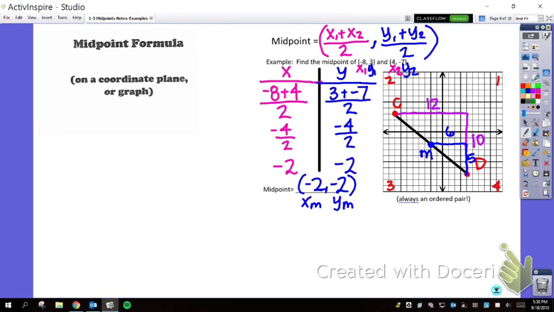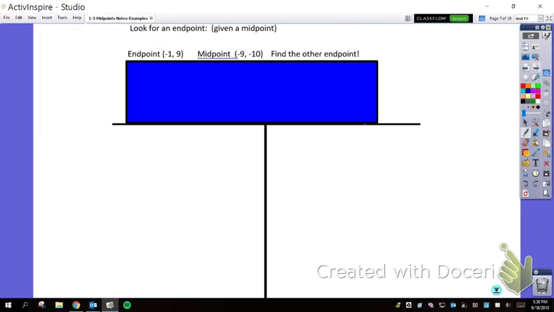Okay, and then on the left side of your foldable, we're going to be looking at what happens if they give us an endpoint and they already give us the midpoint. So when we look here, we are looking for an endpoint given a midpoint. So one of our endpoints, we always name x1, y1. So we're going to go ahead and name this one x1, y1.